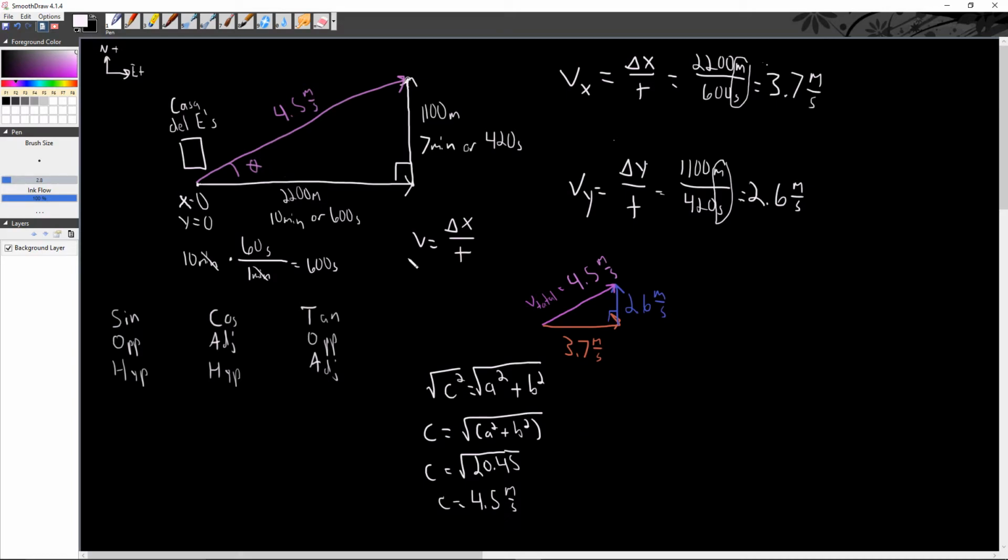So now to find that angle, theta, I'm just going to take the inverse tangent of, and I'm going to put a parenthesis here, I got to do a little bit of math, the opposite side. If I'm looking for that angle, the opposite side is 2.6 meters per second, over the adjacent side, the side right next to it that's not the hypotenuse, which is 3.7. And that's going to get me what that angle is.